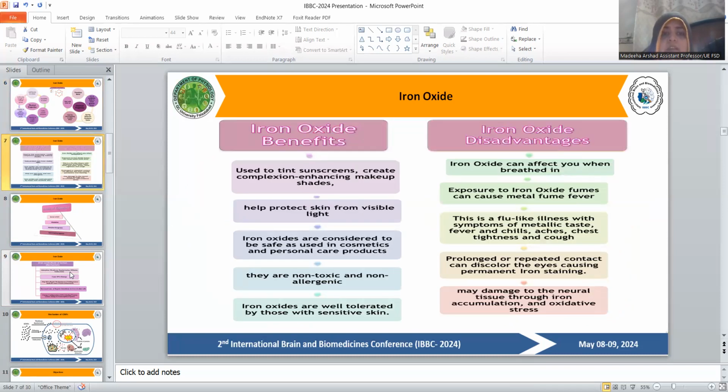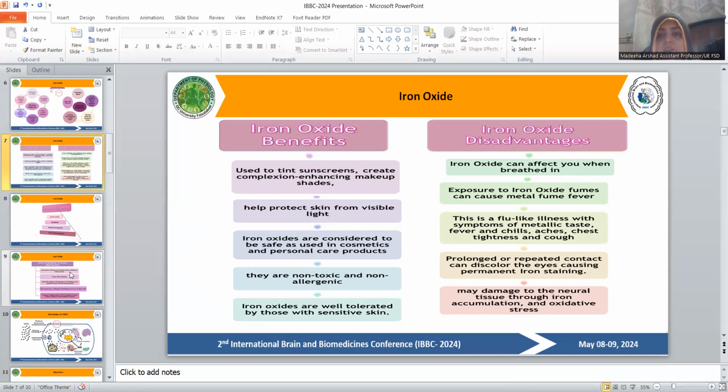Iron oxides are used to tint sunscreen, create complexion-enhancing makeup shades, and help protect skin from visible light. Iron oxides are considered to be safe as used in cosmetics and personal care. They are non-toxic and non-allergic. Iron oxides are well tolerated by those with sensitive skin.